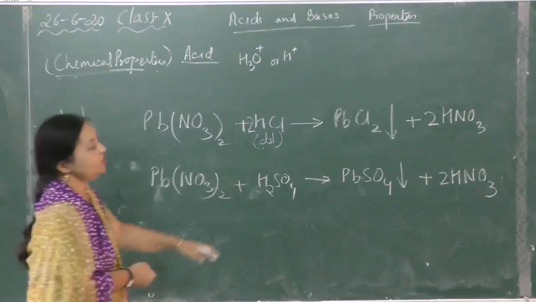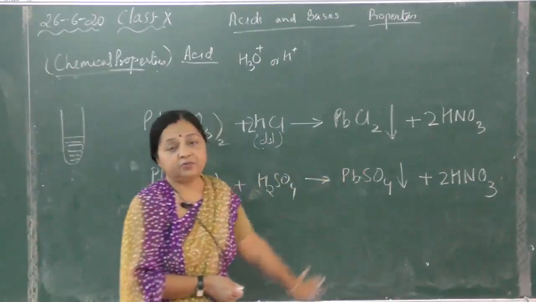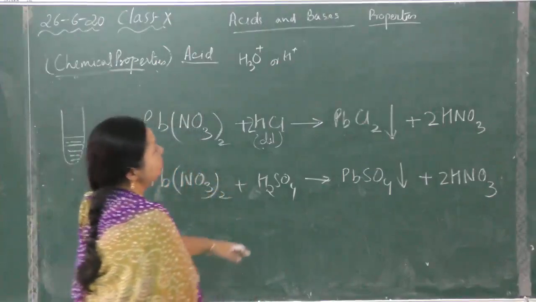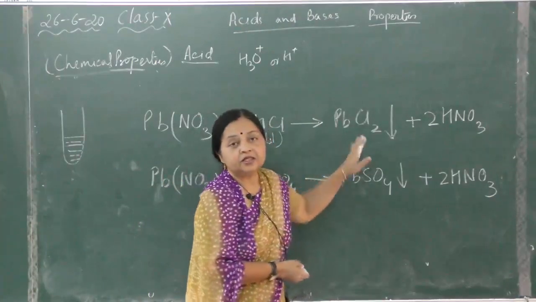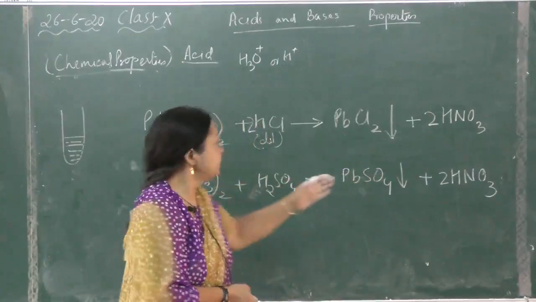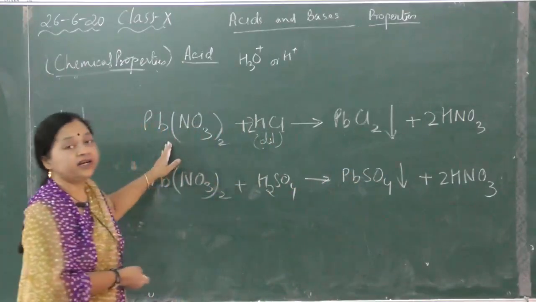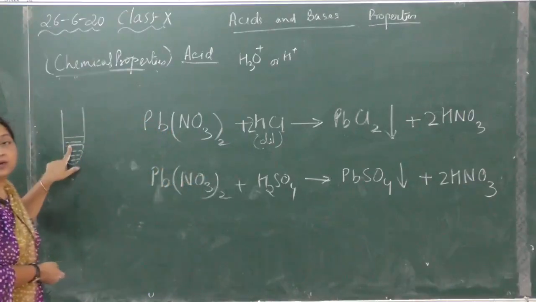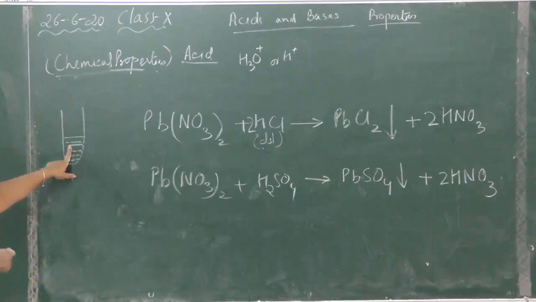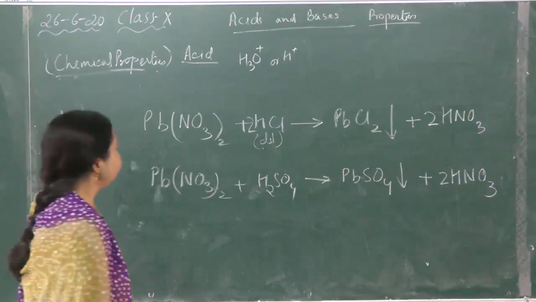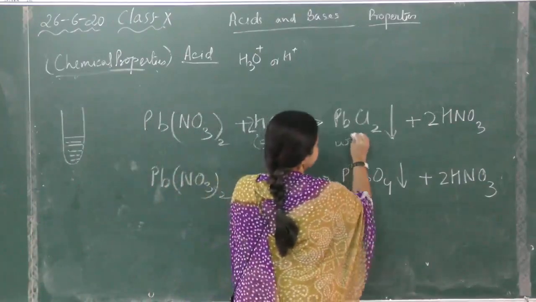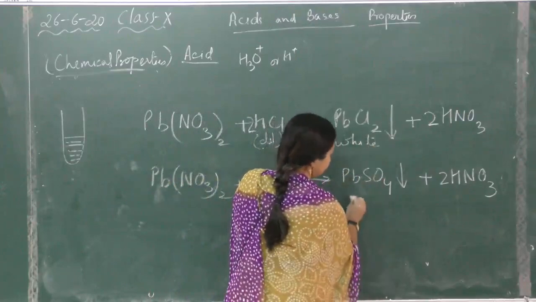Because lead chloride has the characteristic property of being soluble in hot water, it will dissolve on heating. So if the question is what happens when dilute HCl is added to lead nitrate and then heated, you will write: initially it forms a white precipitate which disappears on heating, as lead chloride is soluble in hot water. Another question often asked, this is also a white PPT, and this is also a white PPT.